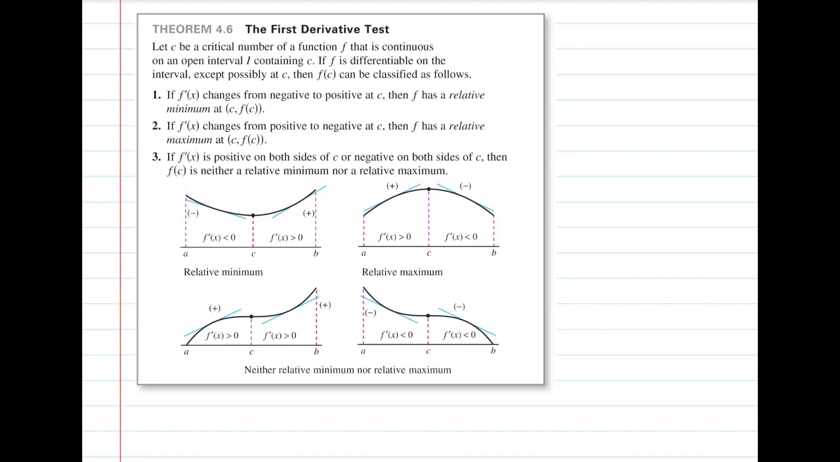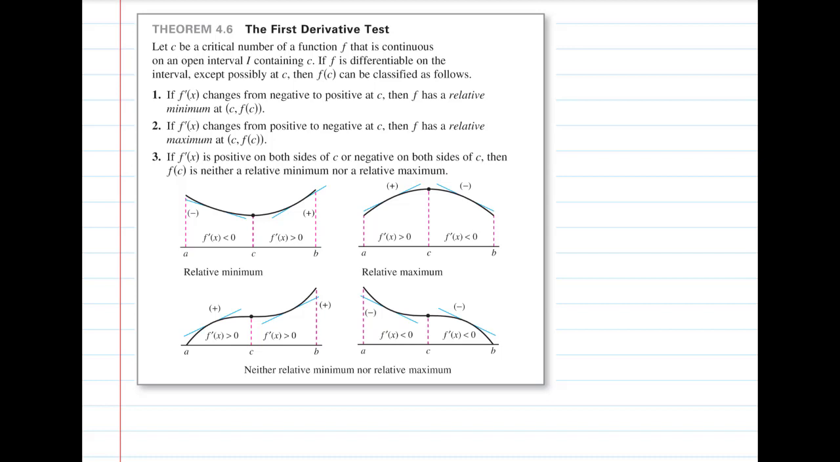And what this theorem is saying is, if we have a critical number c on a function f that is continuous on an open interval I containing this c, if f is differentiable in that interval except possibly at c, then f of c can be classified as follows.